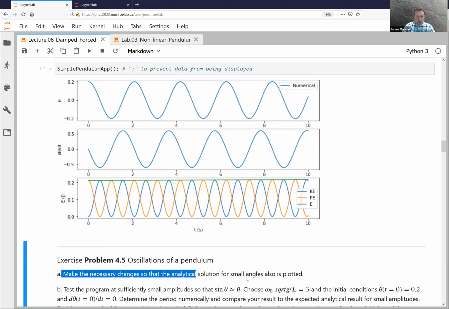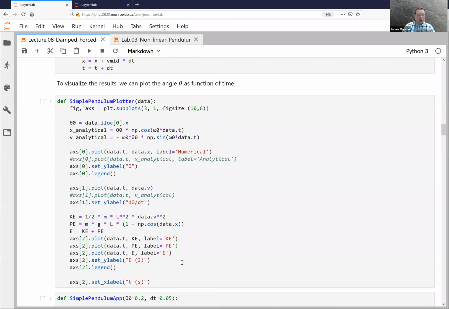Let's make some changes so the analytical solution is also plotted so we can experiment with this. And I've already done this. I'm just going to work through this. The basic idea of the small angle solution is to look at what a pendulum would do if the angle was small and try and figure out what that analytical expression would be.